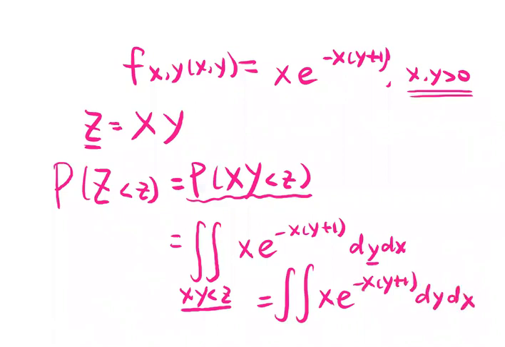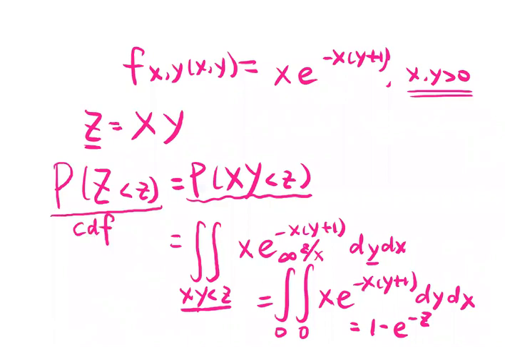If I do dy first, I know that I should start from 0, but because the product of x and y is smaller than z, here you have z divided by x, which will be the upper bound for y. And then for x, it would just be from 0 to infinity. If you do that, that gives you 1 minus e to the negative z. So this gets you the CDF, right?